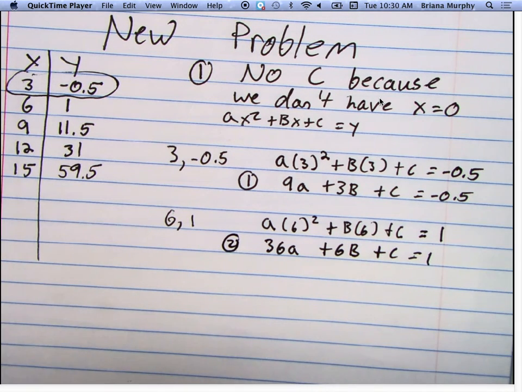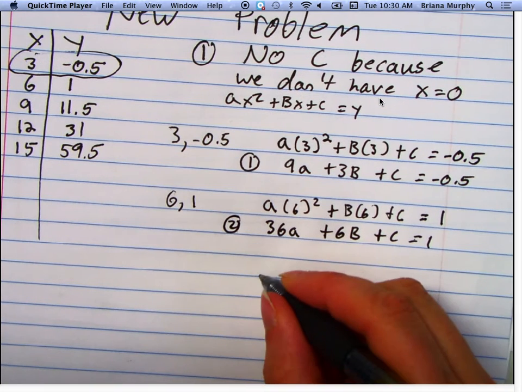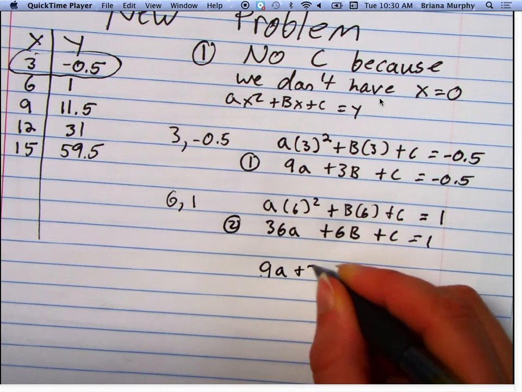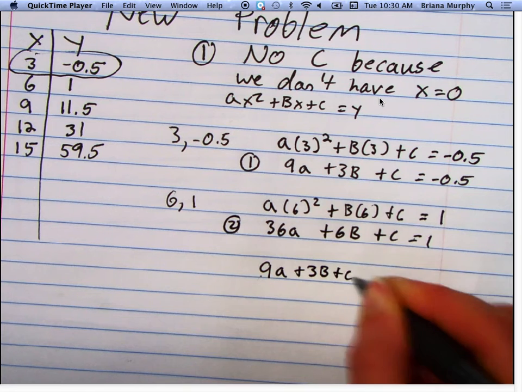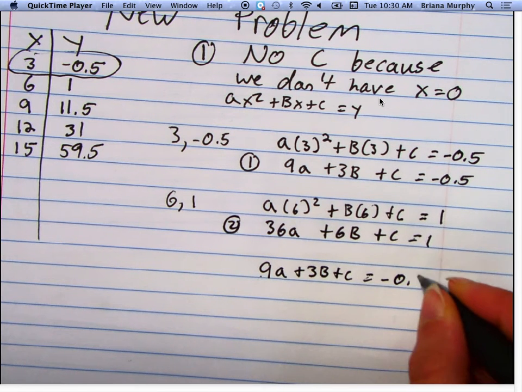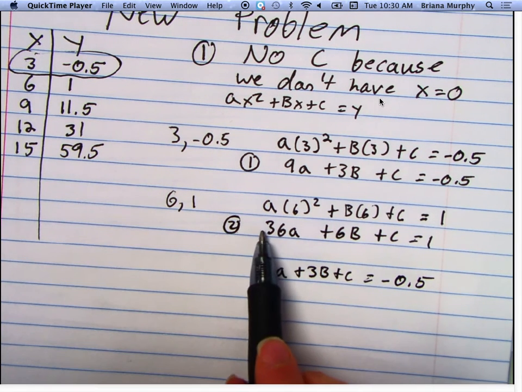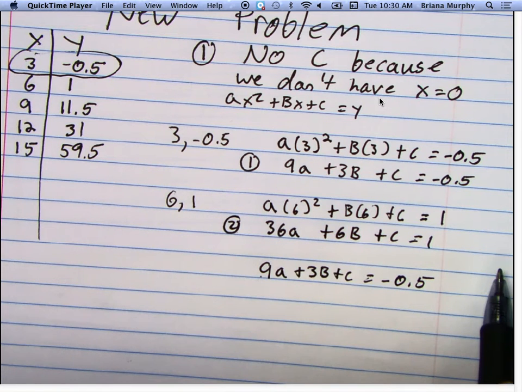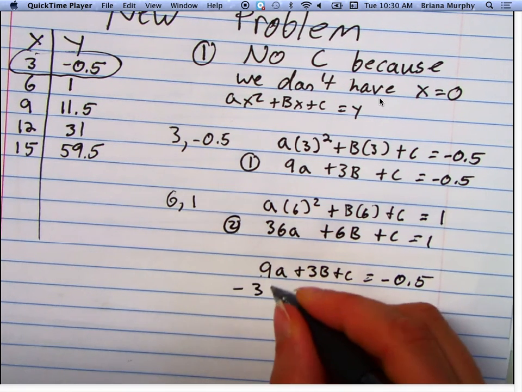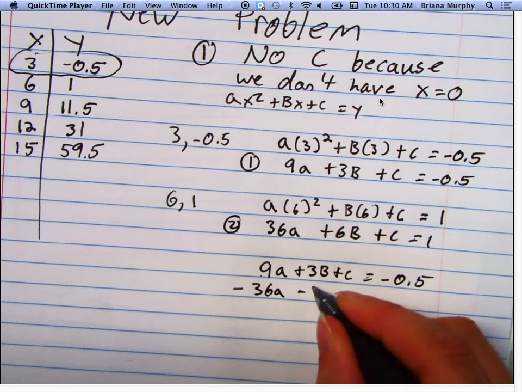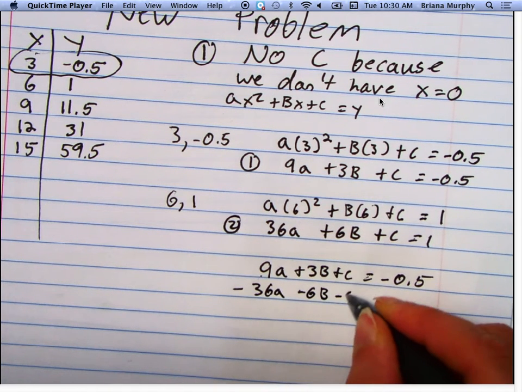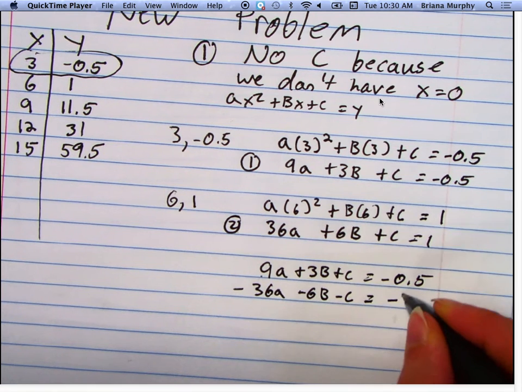Now I'm going to take 1 and 2 and subtract them to reduce a letter. Okay? So I'm going to write 9A plus 3B plus C equals negative 0.5. And I'm going to subtract this. So I'm just going to rewrite this, but I'm going to put negatives in front of everything. Okay? Minus 36A minus 6B minus C equals negative 1.